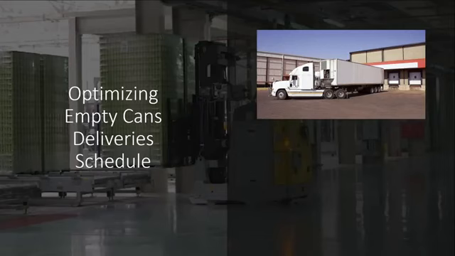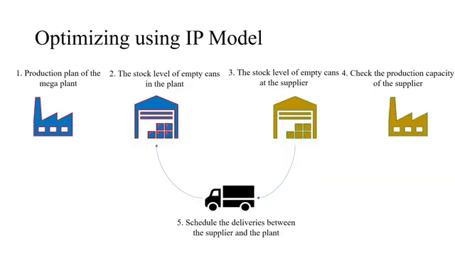First, optimizing the empty cans delivery schedule. We'll optimize this process using an integer program model that takes the production plan of the mega plant for the week and the stock level of empty cans in the plant and the supplier. Also, we'll check the production capacity of the supplier to satisfy the mega plant demand. Then, it schedules the deliveries between the supplier and the plant based on the previous elements.